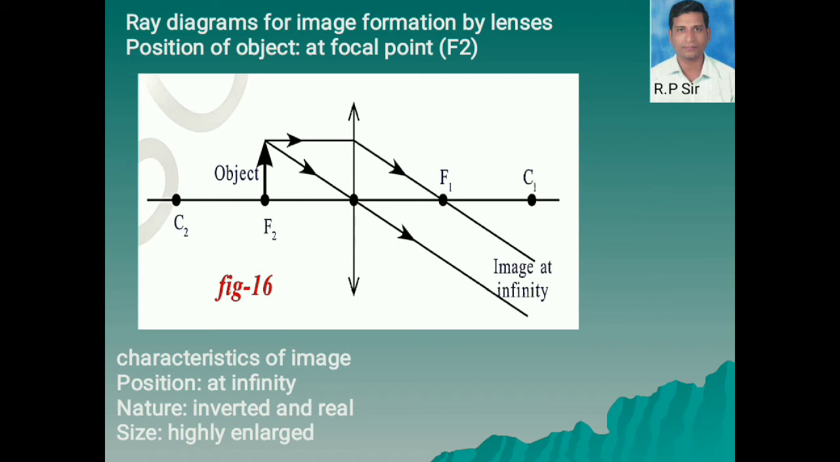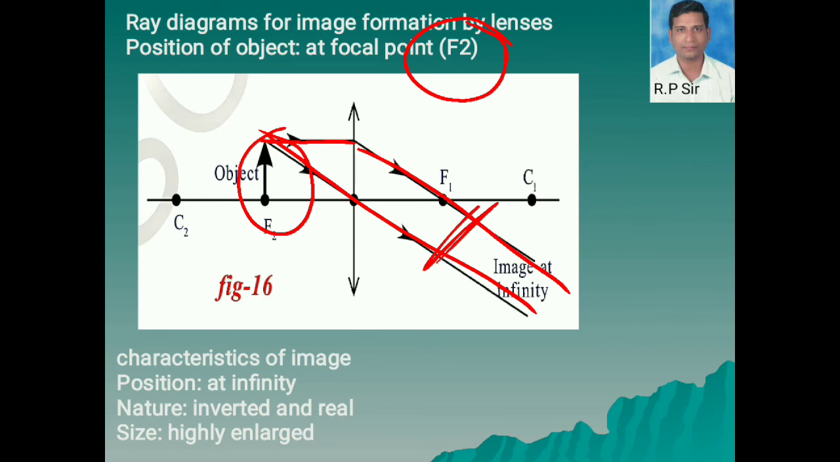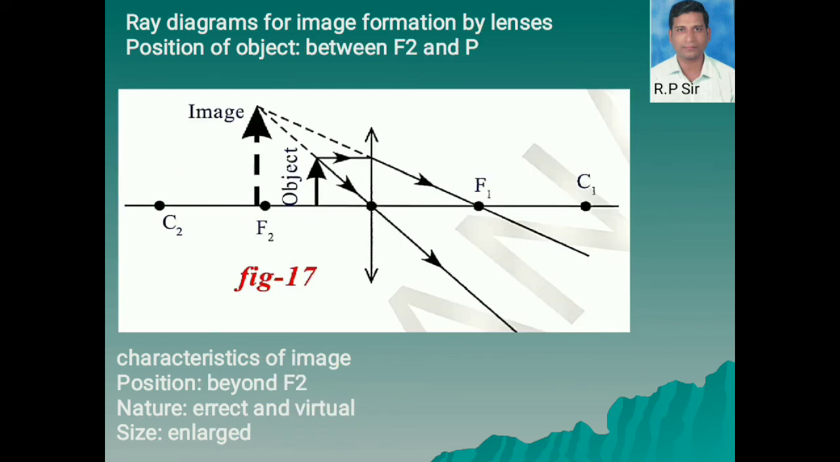Case 5. Position of object at focal point F2. Here, let us take two rays. A parallel ray after refraction passing through the focal point. A ray which is passing through the optic center is undeviated, and you may see that these two rays are parallel rays. They do not intersect. So obviously the image will be formed at infinity and the image characteristics, particularly nature, inverted and real, highly enlarged.